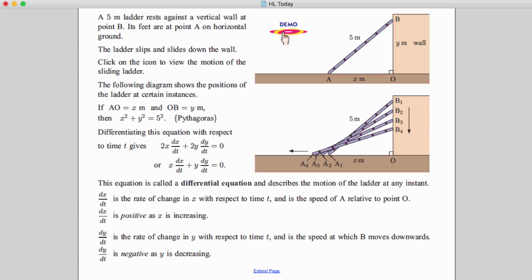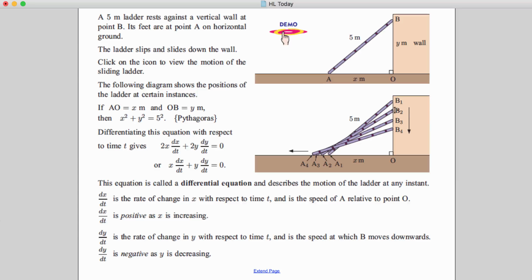So what are we talking about? Well, let's consider a ladder that's leaning against a wall. The top of the ladder is at B and the bottom is at A. And the ladder is slipping down the wall. So the rates that are related are how fast the top of the ladder is going and how fast the bottom of the ladder is going if it's slipping.